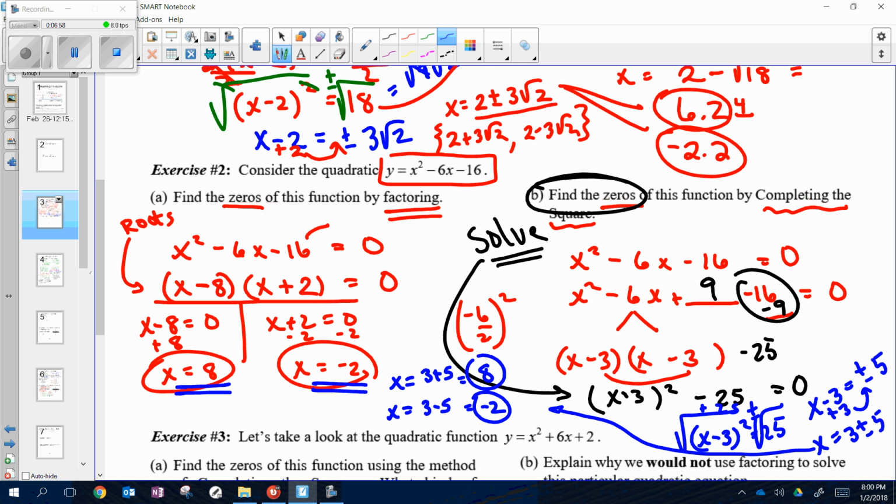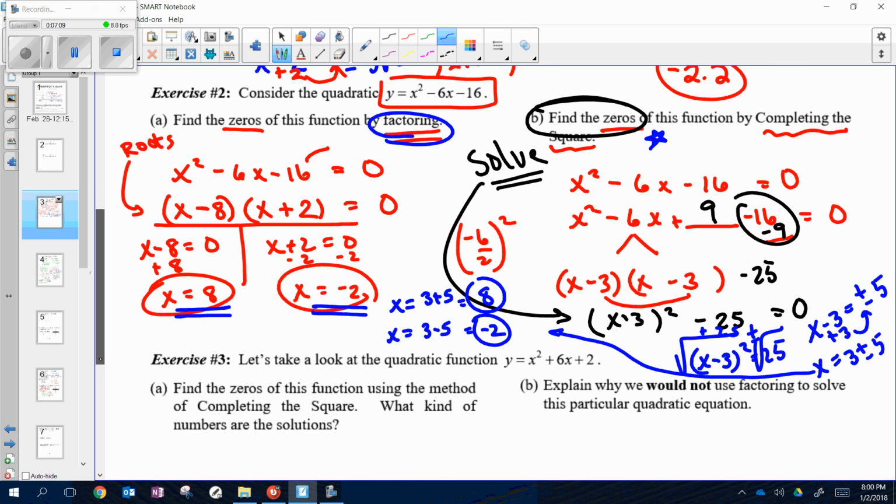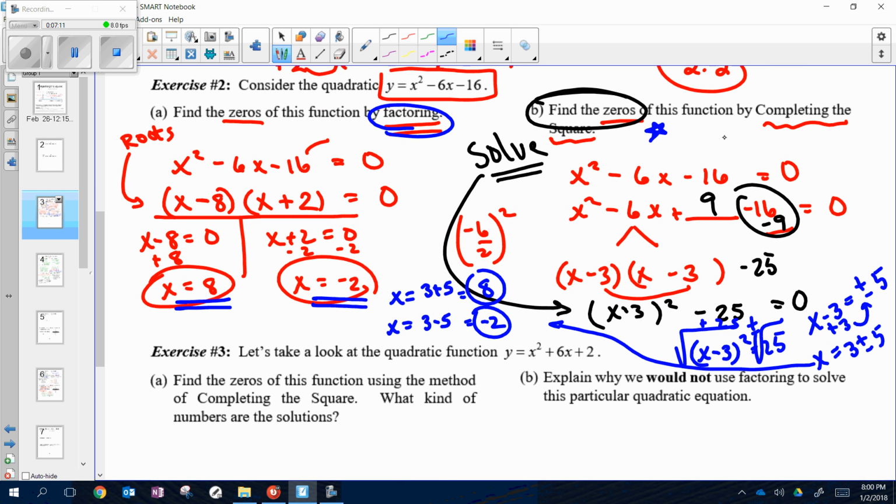Same darn thing. But this had a lot more steps this time. Sometimes factoring is easier. Sometimes finding the zeros by completing the square and using inverse operations is easier. By the way, I didn't just complete the square. I then used inverses to do that math.